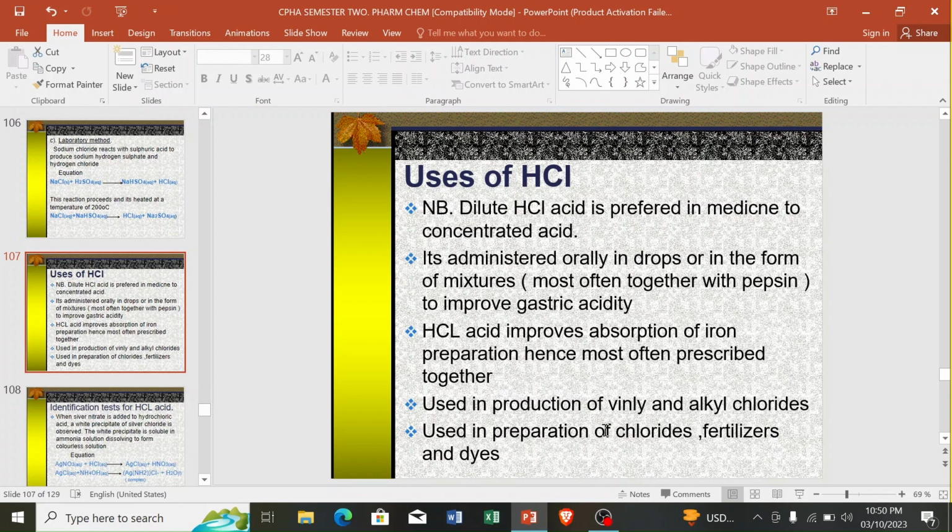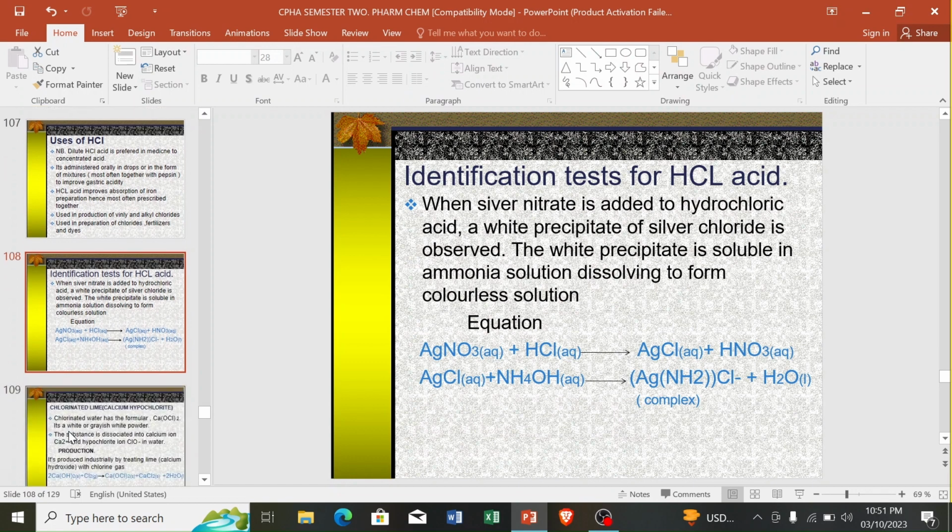Used in production of vinyl and alkyl chlorides. And this takes us back to our organic chemistry, where we looked at this preparation of vinyl and alkyl chlorides, used in preparation of chlorides and then fertilizers and dyes. So how can we identify HCl?